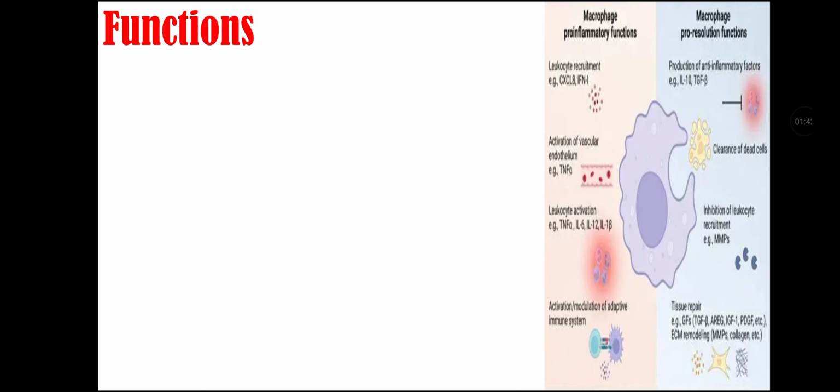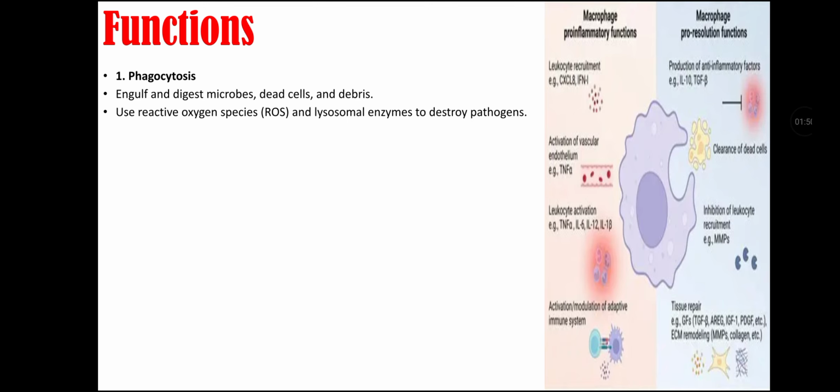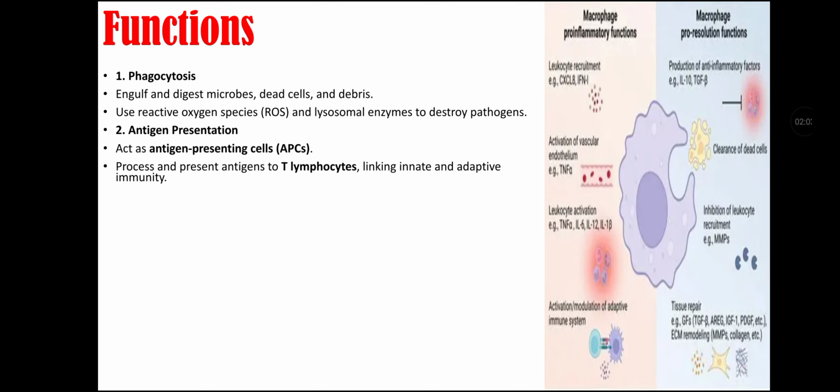Functions of macrophages. First function is phagocytosis, as they engulf and digest microbes, dead cells, and debris, and they use their reactive oxygen species and lysosomal enzymes to destroy these pathogens. Second function of macrophage is antigen presentation, as they act as antigen presenting cells and they process and present antigens to T lymphocytes, thus linking the innate immune system to the adaptive immune system.